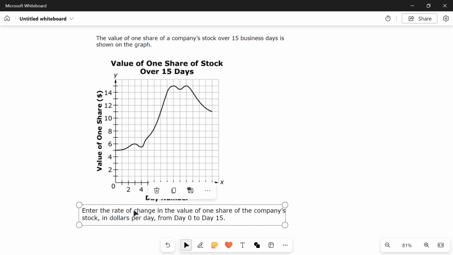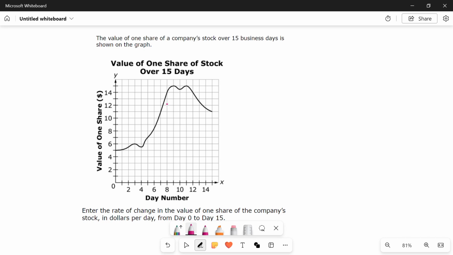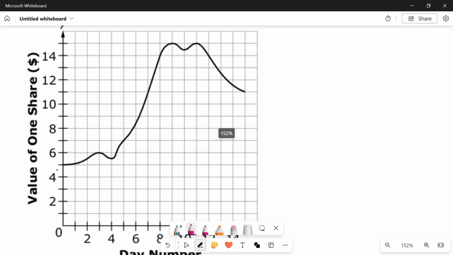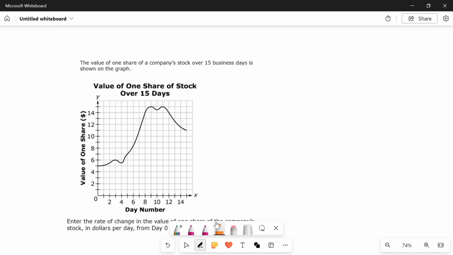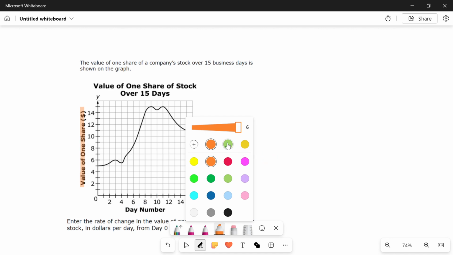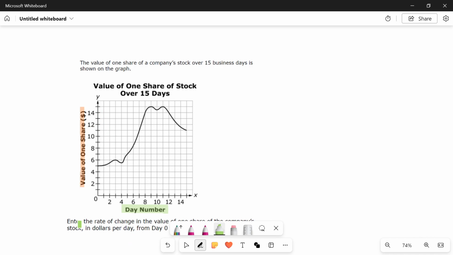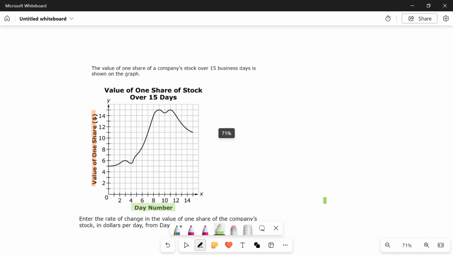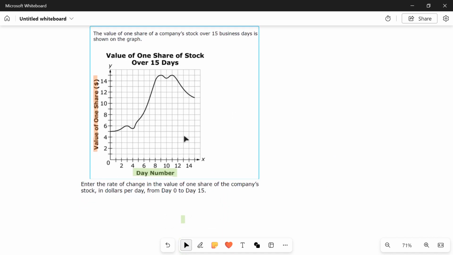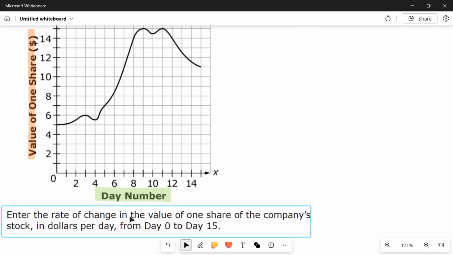Okay, the share of one value of stock over 15 business days is shown on the graph. Oh man, so this is one of those non-linear rates of change, right? It's curving, it's not linear, right? So the value of one share is a function of time, how many days it's been. So how much the cost for one share, how much one share was worth, depends on what day you checked, right? That's what that's saying. That's why it's a function. Okay? So now they want to know, what is the rate of change in the value of one share of the company's stock in dollars per day from day 0 to day 15.